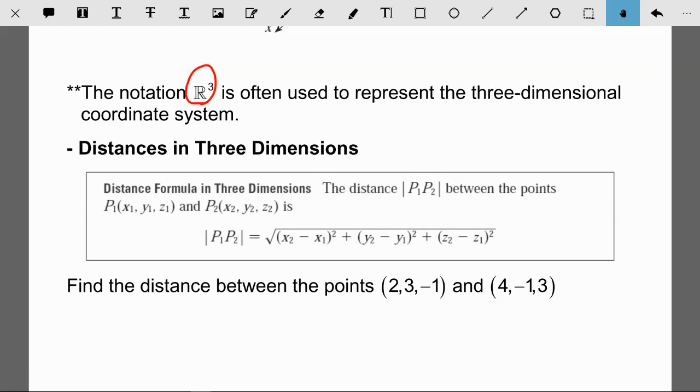Okay, so really quickly here, when they ask you to find the distance between points (2, 3, -1) and (4, -1, 3), what I want you to do is just go ahead and pause the video and find that distance for yourself. It should be quick and easy, and then you can come back and you can check your answer on that one.